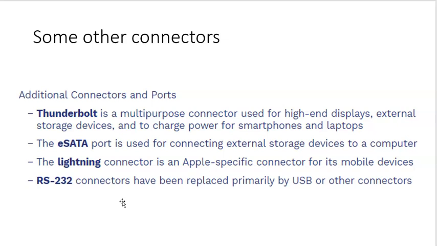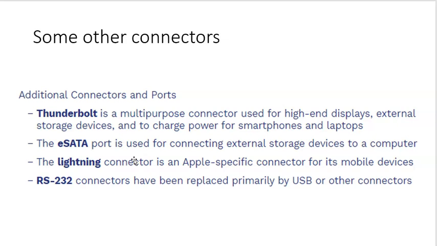Some different connectors you might see. Thunderbolt is a very cool device. It's basically a USB-C connector that has high voltage, like 48 volts. So not only can you plug in your laptop and use the USB-C for headphones or whatever, but if you have a USB-C charger, you can plug into that Thunderbolt port and charge your device. Now, eSATA ports, those have definitely gone by the wayside.